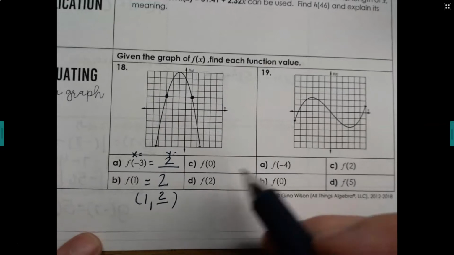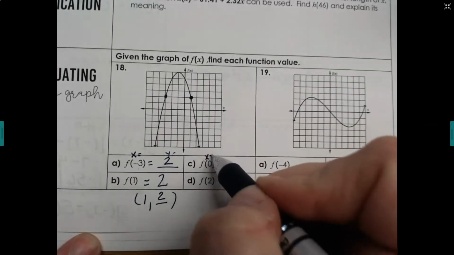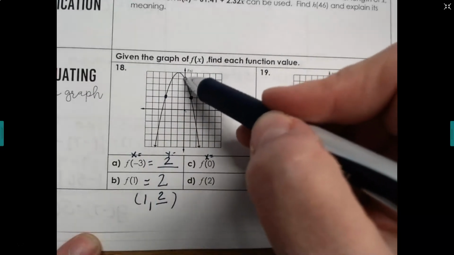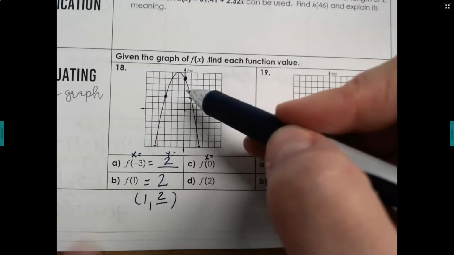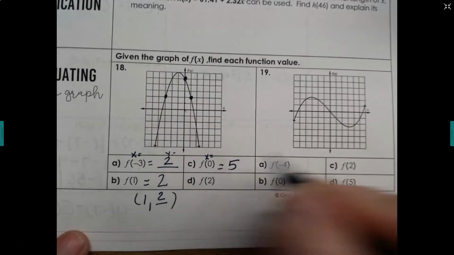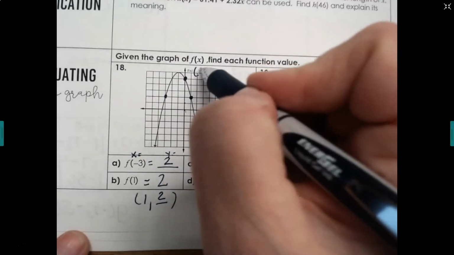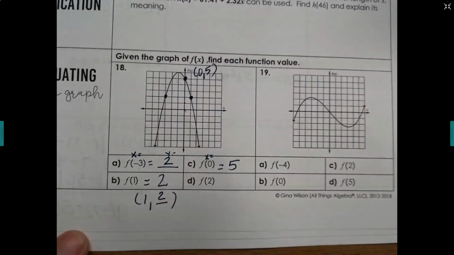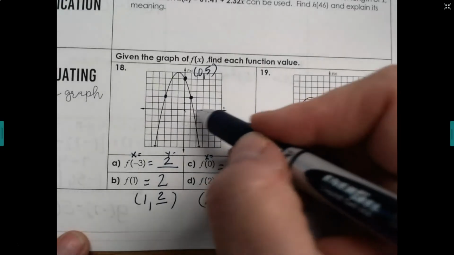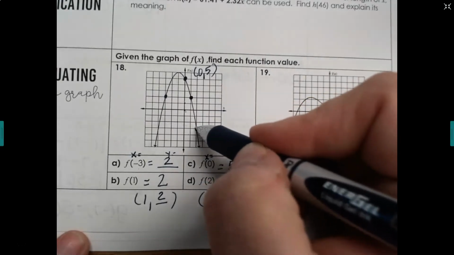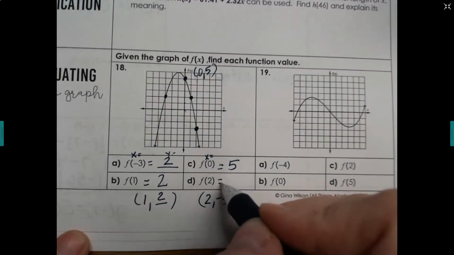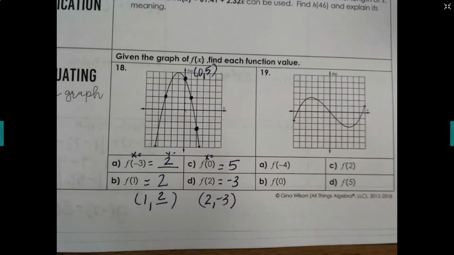So if my x equals 0, to be on the graph, I'm going to have to move up to hit the graph right there. And my y value there is 1, 2, 3, 4, 5. Because this is the point 0, 5. And now let's do our last one. So we're talking about the point 2 what? So if I'm going to have the x value of 2, to be on the graph, my y value would have to be -3. So f of 2 equals -3.